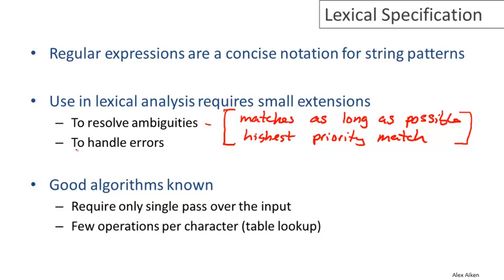And finally, to handle errors, we typically write out a catch-all regular expression that soaks up all the possible erroneous strings and give it the lowest priority so that it only triggers if no valid token class matches some piece of the input. And finally, we haven't discussed these yet, but there are very good algorithms known for implementing all of this. And in fact, we'll be able to do it in only a single pass over the input and with very few operations per character, with just a simple table lookup. And this will be the subject of our future videos.